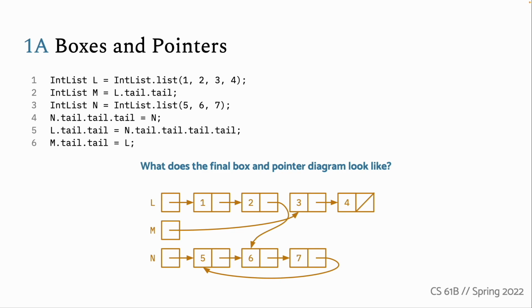Lastly, we have m.tail.tail equals L. So m is this pointer, m.tail is this pointer, m.tail.tail is that pointer, and it's going to point at whatever this pointer is pointing at. So that means this 4 is going to point back at this 1, just like that. And that is our final box and pointer diagram.